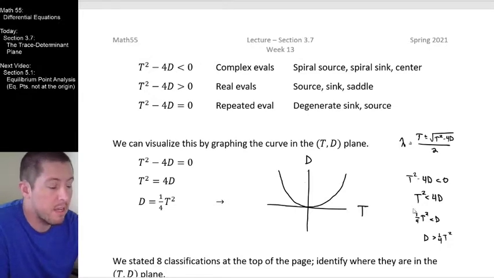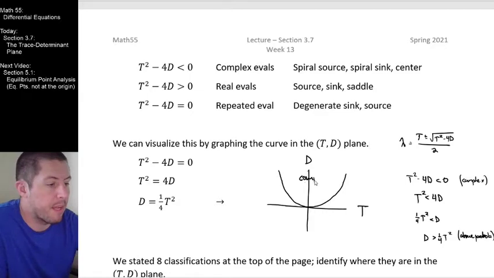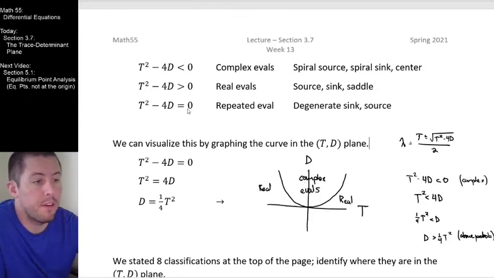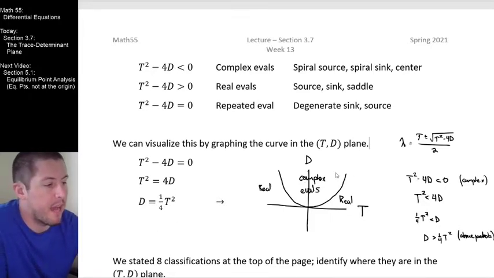So what that says to me is that our complex eigenvalues are going to be above the parabola, because the output value d is above the curve 1/4 t squared. So it looks like this is where we're getting our complex eigenvalues. Therefore, it must be that below the parabola is where we're getting our real eigenvalues. And further, I can see that where t squared equals 4d, where we're exactly on the parabola, that's where we're getting repeated eigenvalues.